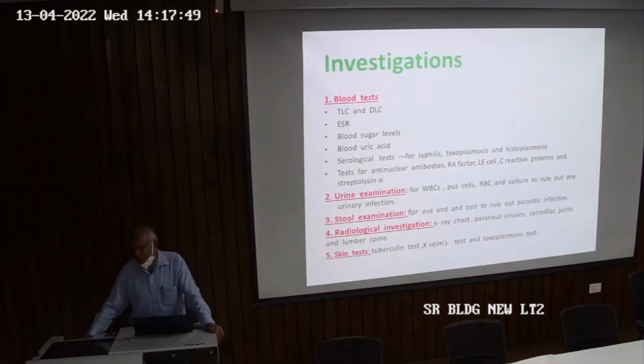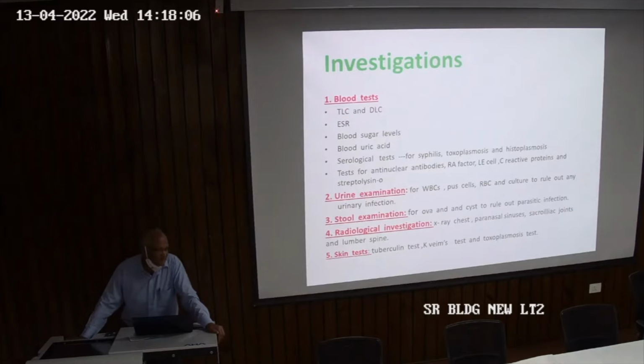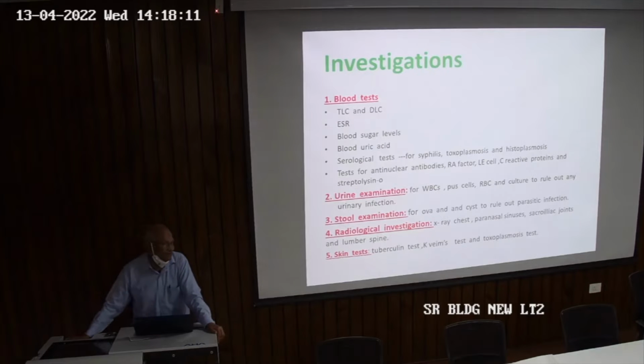Radiological examinations are important. For ankylosing spondylitis, we are asking for the lumbosacral spine or lumbar spine. That is why we are asking for these things. Skin test, tuberculin test. Tuberculin is for tuberculosis. We inject it here, and we see the reaction after 72 hours. If the induration is more than 10 mm, that is a suspected case of tuberculosis. That is why we are asking for the Mantoux test and toxoplasma test. So these are some routine tests we are asking for.